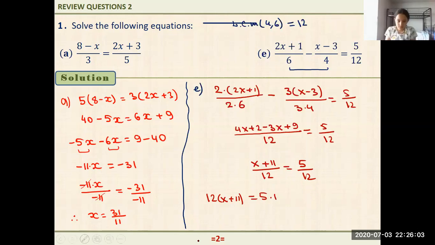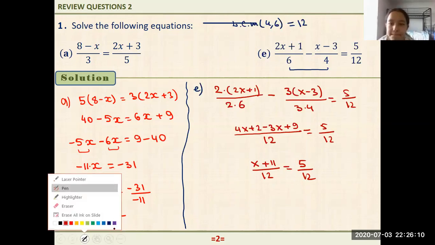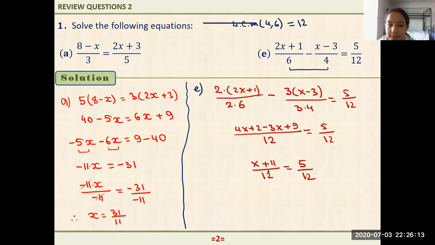Right? Actually, Shahina, look, I can do something here. As you see here, on the left-hand side it is 12, and on the right it is 12. If the denominators are the same, we can just drop them off. Why? Because if you multiply both sides by 12, nothing changes. The 12s cancel out each other. What is left here? x plus 11. On the right hand side, we have 5. I don't like this line.